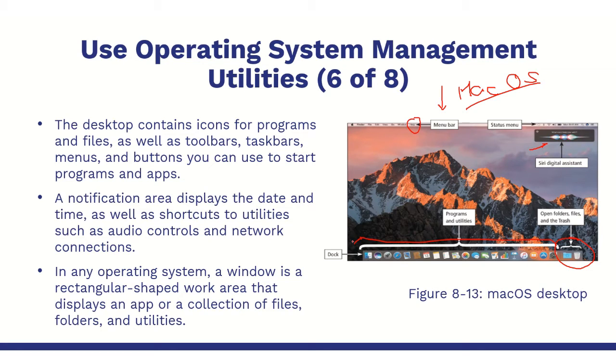In any operating system, a window is a rectangular shaped work area. So this is called a window. You see the snippet that we take, this one, this is the window. So a window is a rectangular shaped work area that displays an application or collection of files, folders, and utilities.